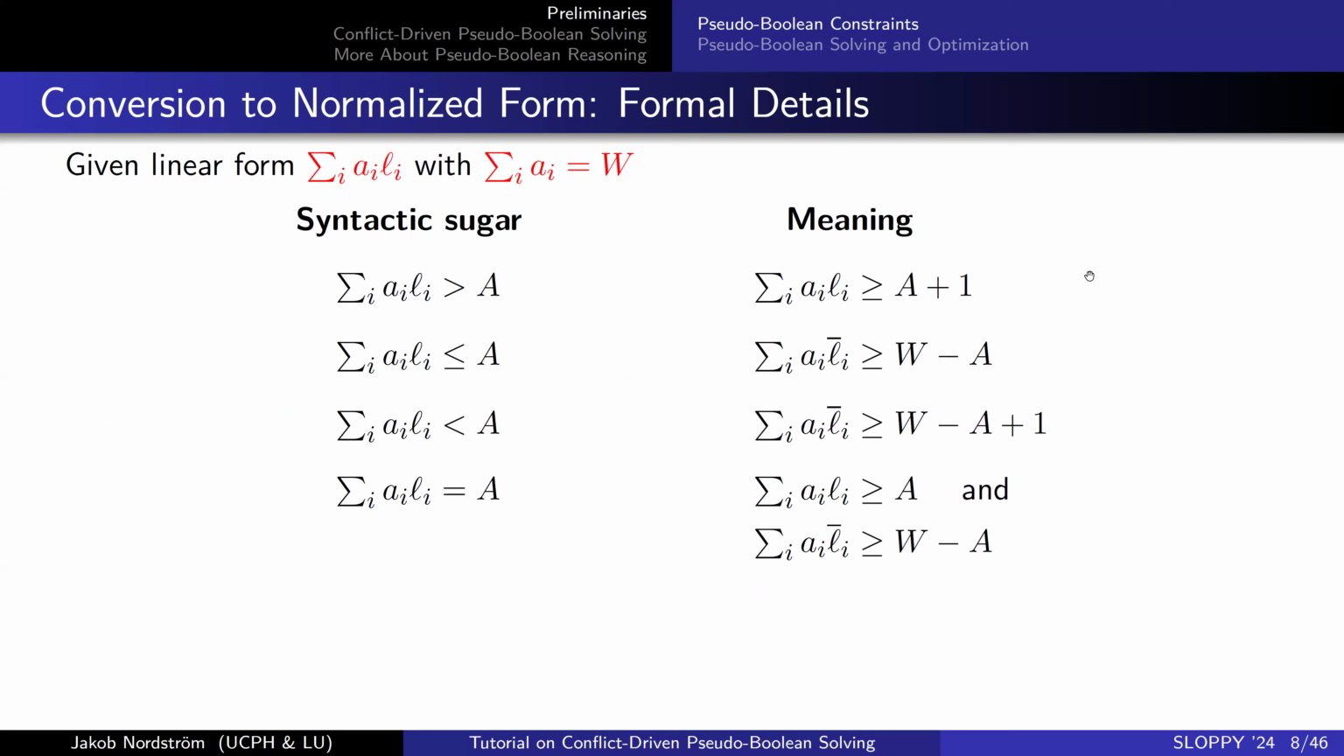So yeah, with this type of syntactic sugar that I already mentioned. One thing that I should maybe stress is if you want to write a less than or equal constraint, some sum of a_i l_i less equal A, the way to normalize it is to look at the total weight of the coefficients W. A less equal constraint is just a sum with the same coefficients but negated literals, and then you take the total weight minus A instead. It's something that you get used to after a while.